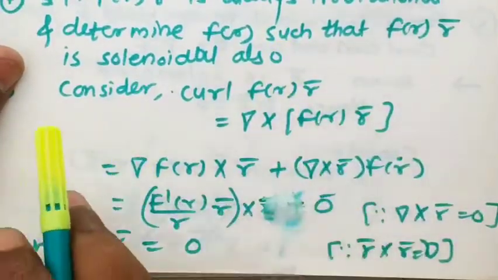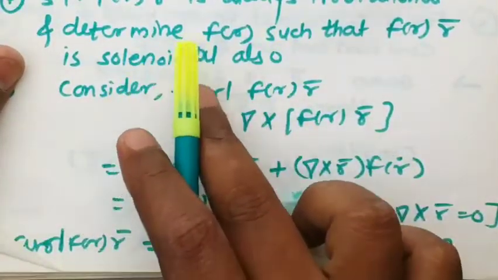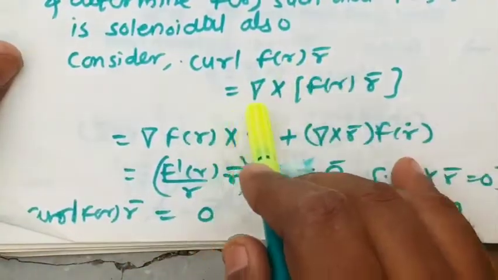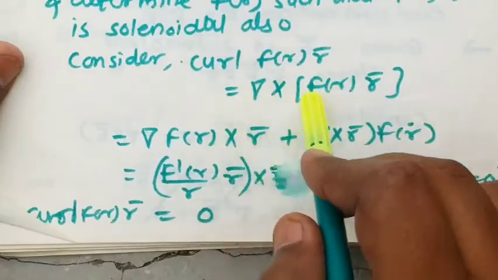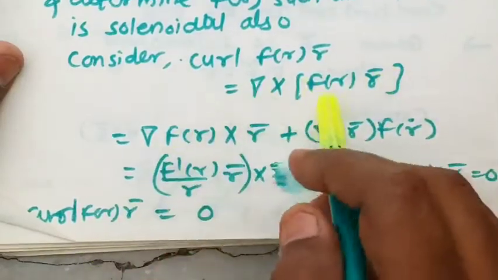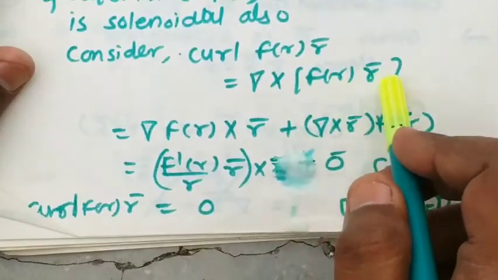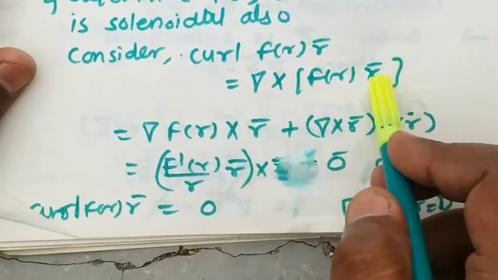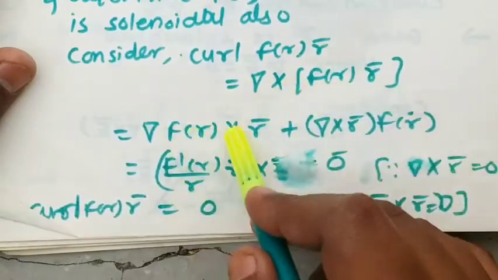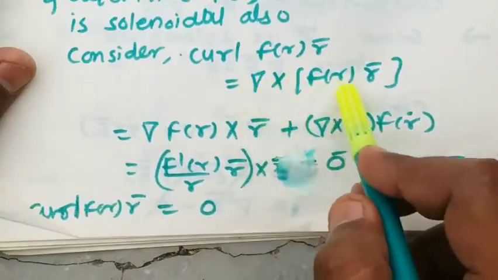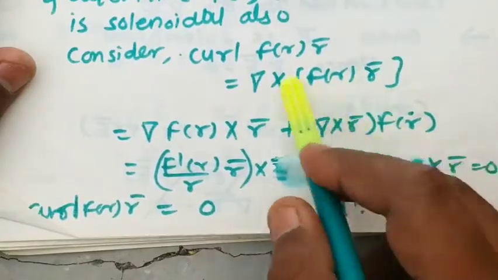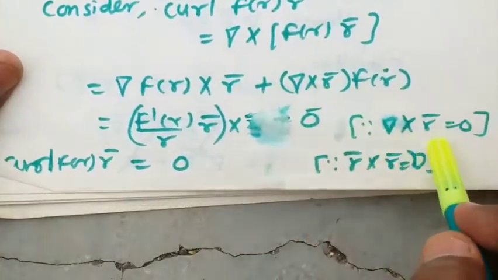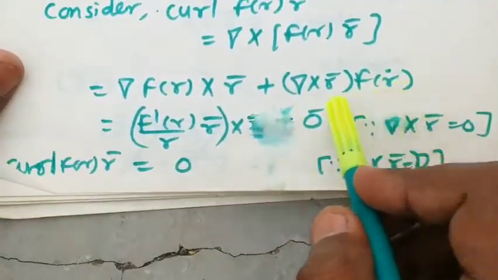So for proving the first half, that f of r into r bar is irrotational, we need to calculate the curl of f of r into r bar. So curl of f of r into r bar is del cross f of r into r bar. Now f of r is a scalar quantity, this is a vector quantity. So we have del cross phi into u bar situation. So it is equal to del phi cross u bar plus del cross u bar, that is r bar, into phi, that is f of r. Okay, now again del cross r bar is 0, that is known to us, so it will be 0.